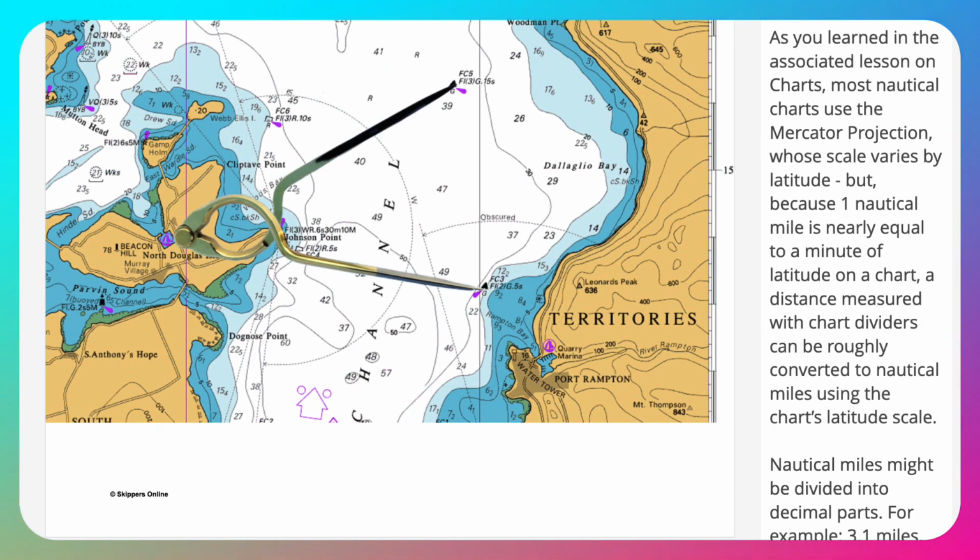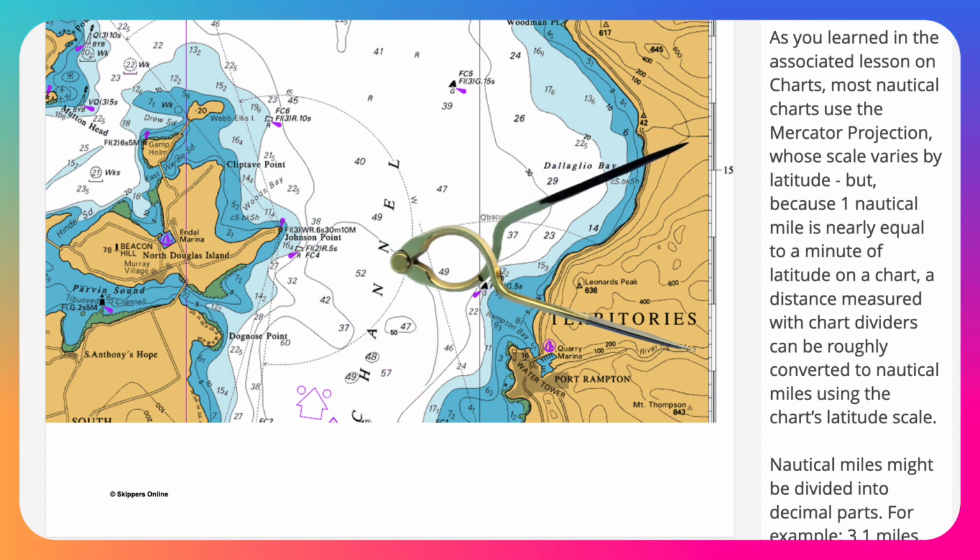As you learned in the associated lesson on charts, most nautical charts use the Mercator projection, whose scale varies by latitude, but because 1 nautical mile is nearly equal to a minute of latitude on a chart, a distance measured with chart dividers can be roughly converted to nautical miles, using the chart's latitude scale.